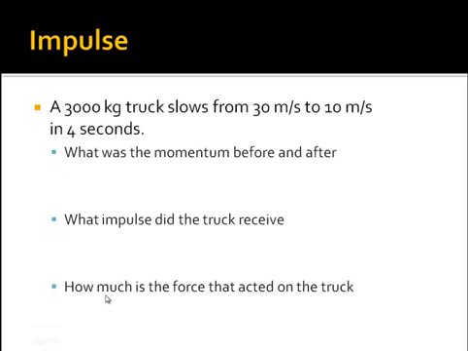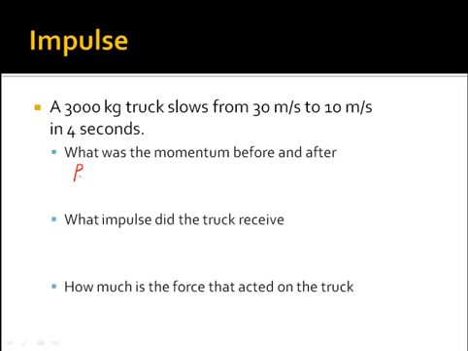Now for some examples. A 3,000 kilogram truck slows from 30 meters per second down to 10 meters per second in 4 seconds. We ask the following questions. What's the momentum before and after? What was the impulse that the truck received? And specifically, how much force was acted on the truck? The first question is simply a matter of mass times velocity.